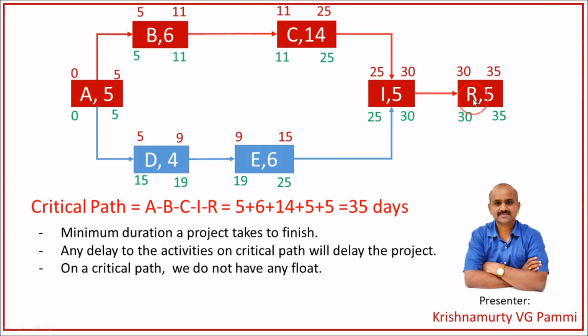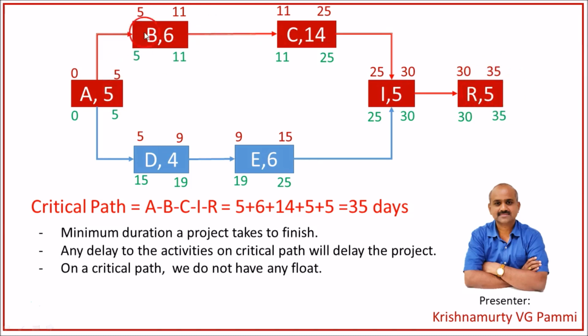So if anybody asks us how much time this project takes, I will say minimum 35 days I need. Why? Because 35 days is the critical path duration. So minimum 35 days I need to complete this project. So critical path is the minimum duration a project takes to finish. So from critical path we arrive at project duration.